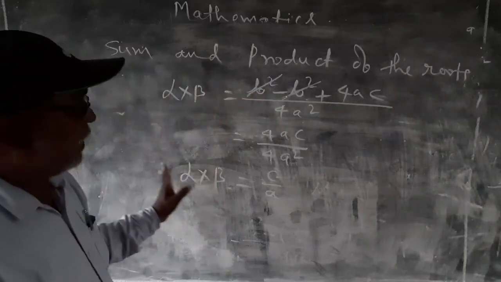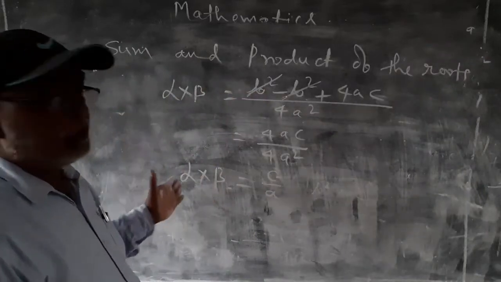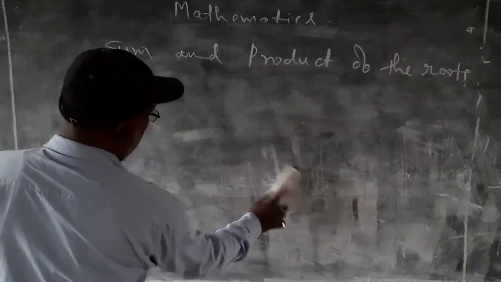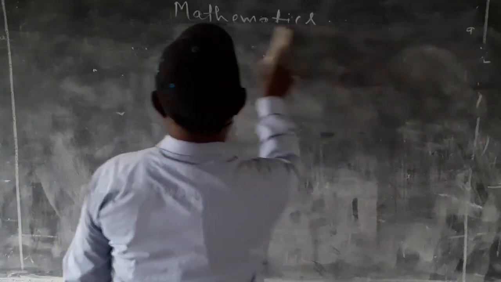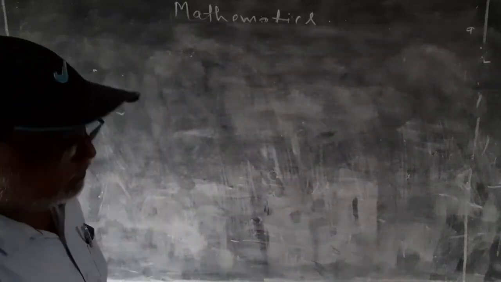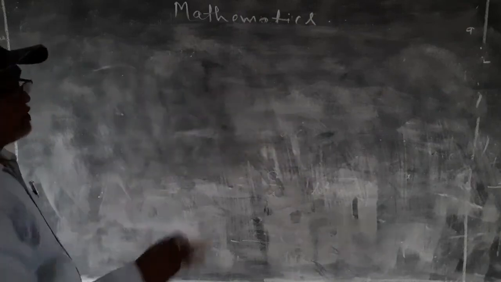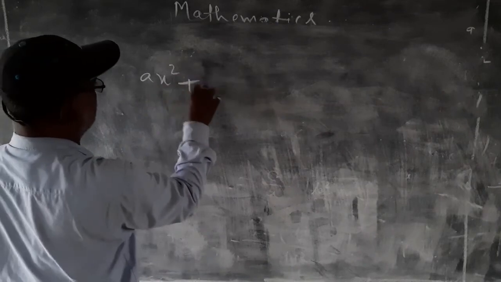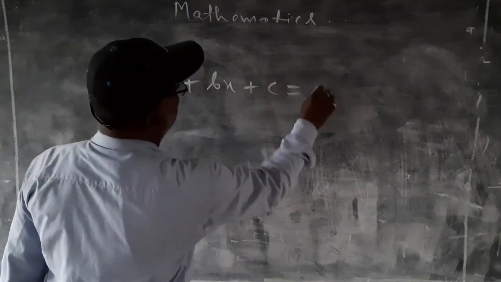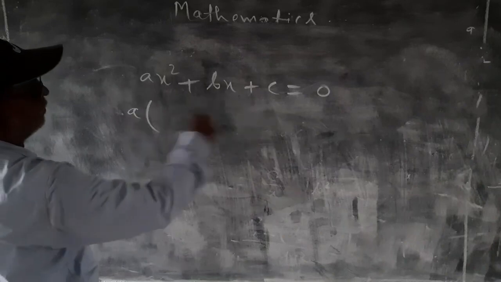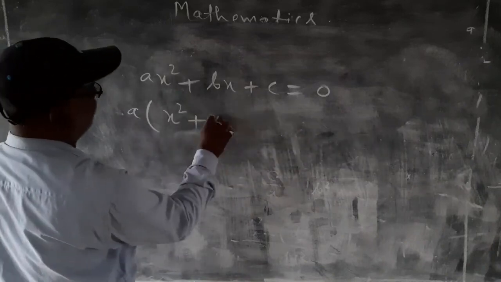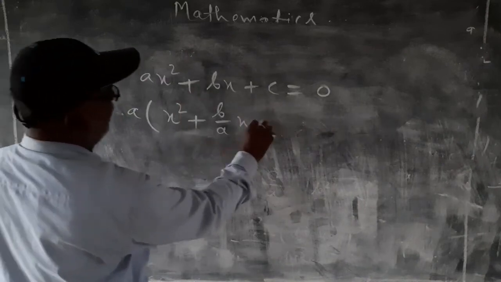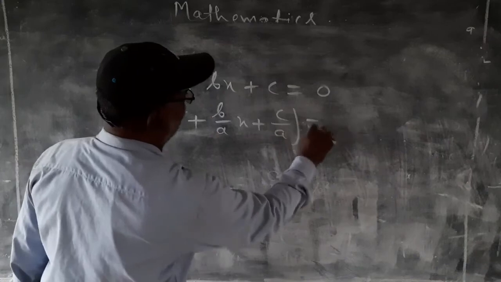Therefore, without obtaining the roots of the equation, we can easily calculate the sum and product of the roots by this formula. We have obtained alpha plus beta is minus b by a, and alpha into beta equals c by a. Now, if the roots are given, then how can you obtain the quadratic equation? The quadratic equation is this one. If you take a common from all the terms, then you have x square plus b by a x, because there is no a, you can multiply and divide by a, plus c by a equals 0.